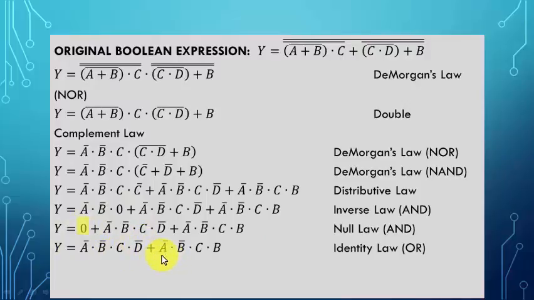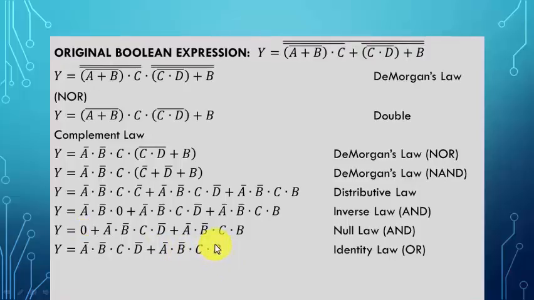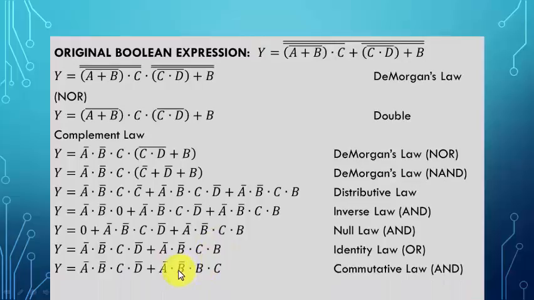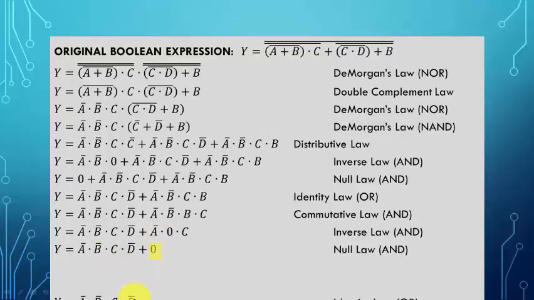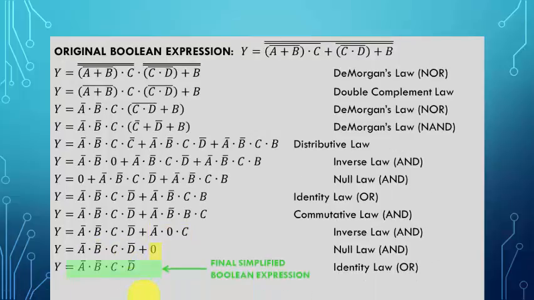And then let's continue. For the term over here, let's first consider the commutative law. So we can change the order. So B not and B together, that will become a 0. And then 0 and anything is 0. 0 or anything is still that variable here. So finally, you got the simplified Boolean expression.